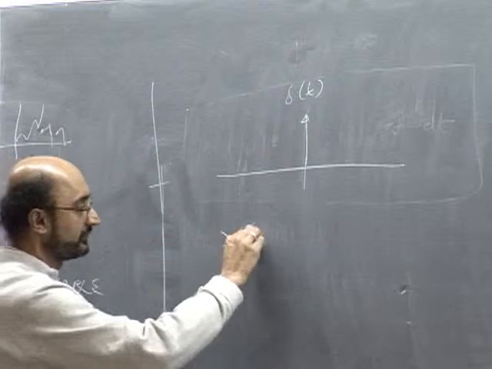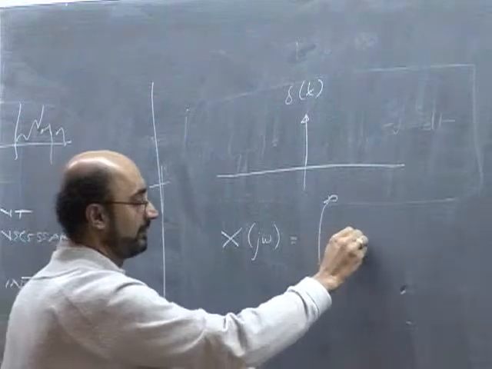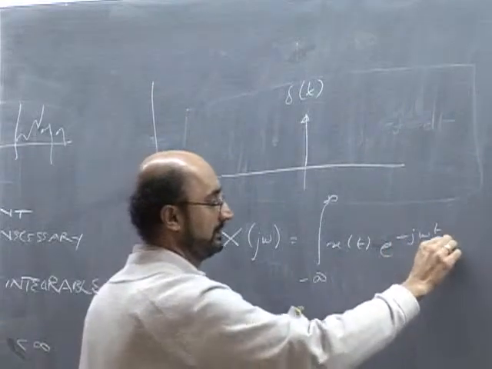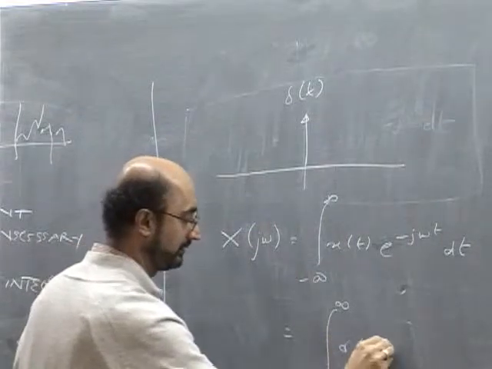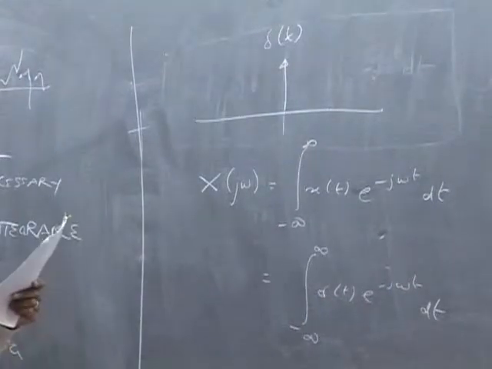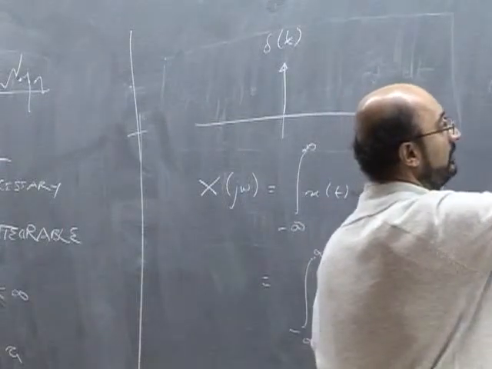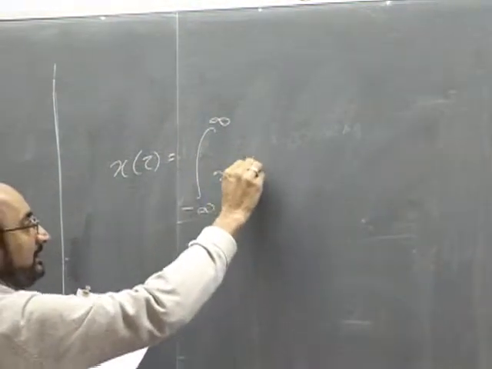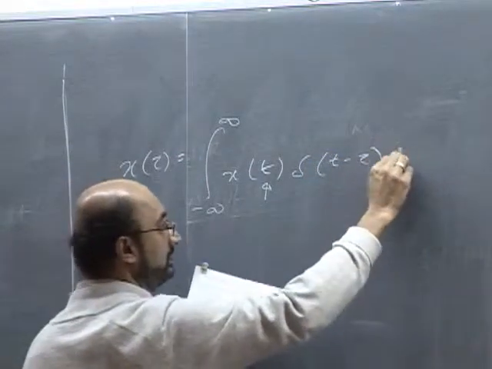So again, we just go to first principles. X(j omega) is given by the integral from minus infinity to infinity of x(t) e to the minus j omega t dt, and this is going to be nothing more than the integral from minus infinity to infinity of delta(t) e to the minus j omega t dt. Now I'm going to remind you of a fact that I wrote down a couple of lectures ago, which was that x(tau) is given by the integral from minus infinity to infinity of x(t) delta(t minus tau) dt.